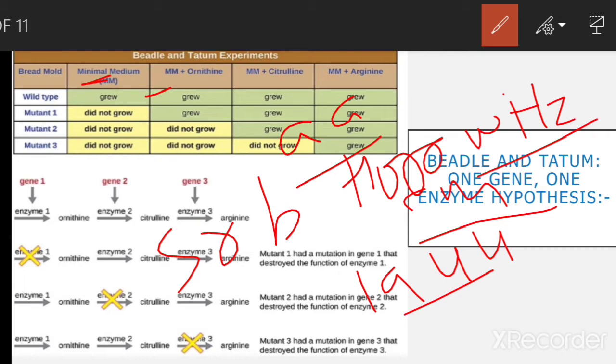He wanted to check the ability of spores to grow in the minimal medium that consists of different types of amino acid as a supplement. For example, ornithine, citrulline and arginine. Before understanding this, let us understand the biosynthetic pathway of arginine to understand the table in a clear way.